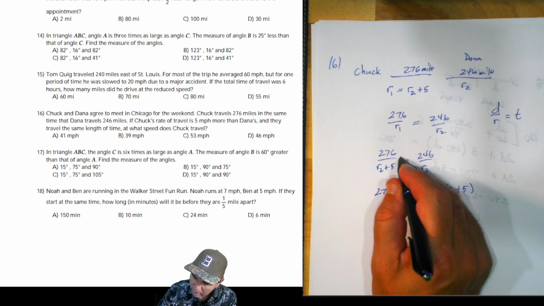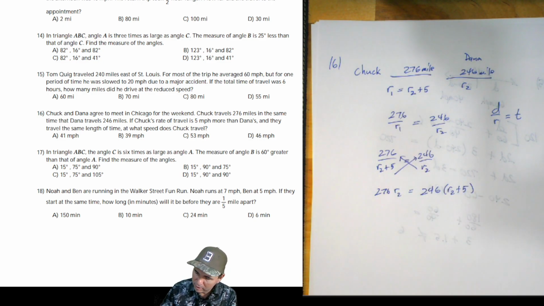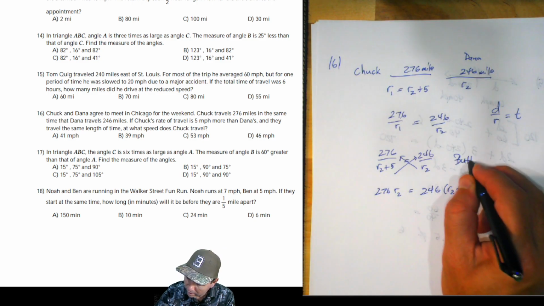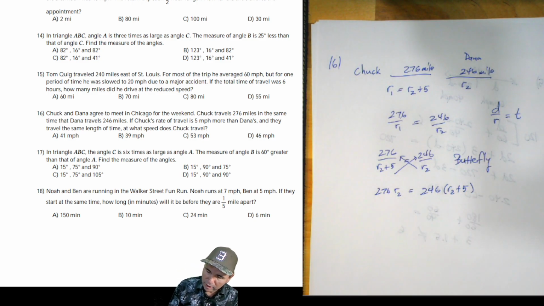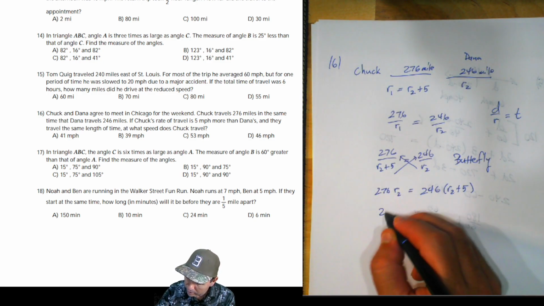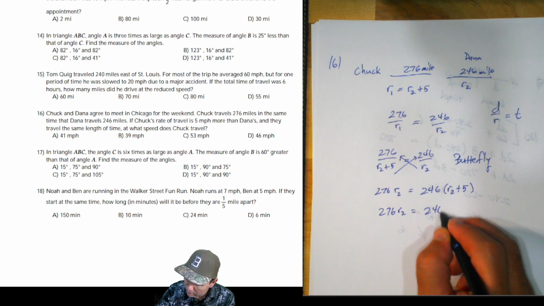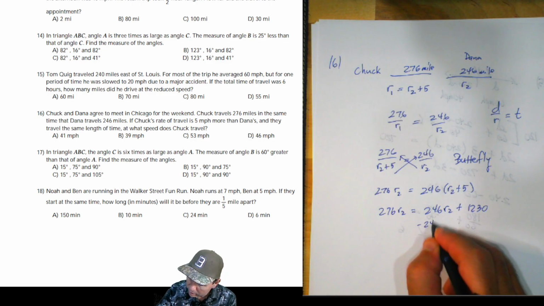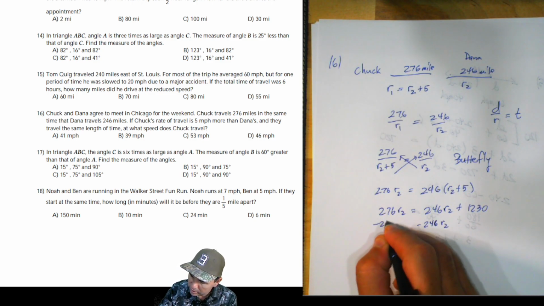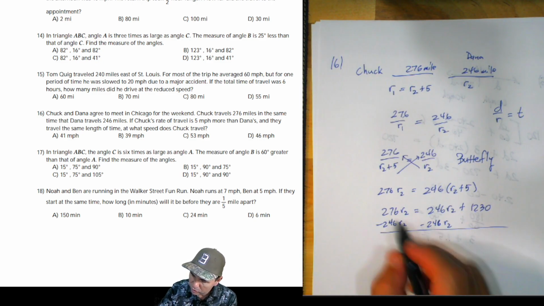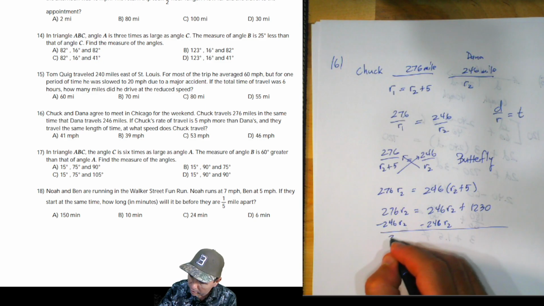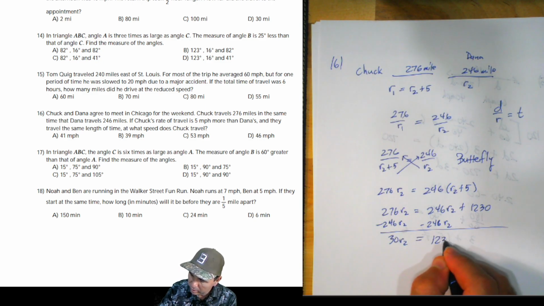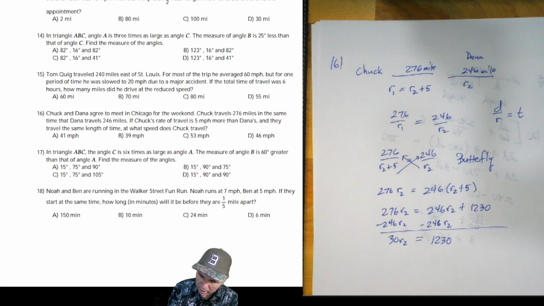Notice how I went like that, and then I went like that. This is what's called the butterfly method. I don't know if you guys ever learned that in high school. Just gonna do like a little butterfly. And then we're gonna do 276 R2 is equal to 246 R2 plus, take your handy dandy calculator, 246 times 5, it's gonna be 1,230. Then you're gonna subtract 246 R2 from both sides. And 276 minus 246 is going to be 30 R2 is equal to 1230. You're going to take the 1230 and divide it by 30.